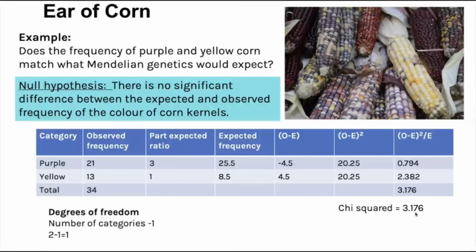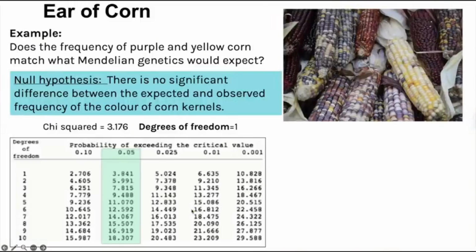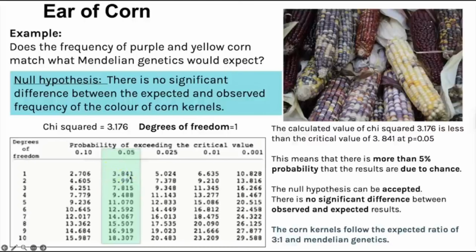You could be asked to work out the degrees of freedom, and that is the number of categories minus 1. We've got 2 categories, purple or yellow, so we have 1 degree of freedom. Now, if we were to look at this in a critical values table, it's a bit blurry, but we need to look at the P equals 0.05. That means that we'd have less than 5% probability that the difference between observed and expected is due to chance. We've got 1 degree of freedom. We've picked out the column that has 0.05. So we are comparing to this critical value, 3.841. And the critical value is like a threshold.